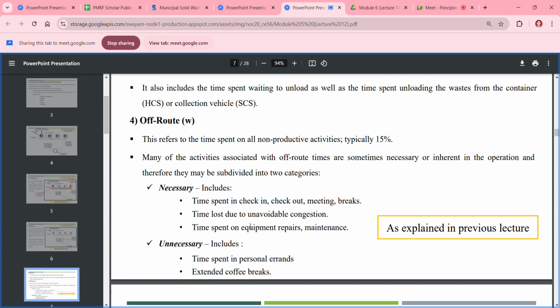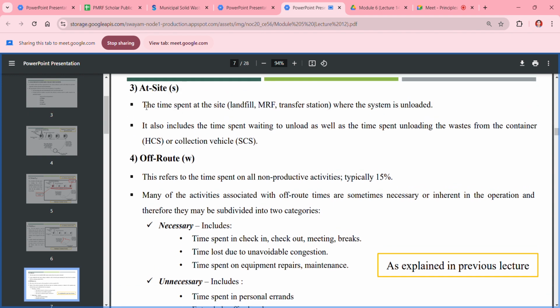Sir, I have a question. The whole time that we have seen, we are counting the time between the collection site to the disposal site, then the disposal site to the new collection site. So will that time not also cover the at site time, because if the truck picks up from the collection site and goes to the disposal site, and if the truck is queued to unload, that time is already being counted in the haul time, right?